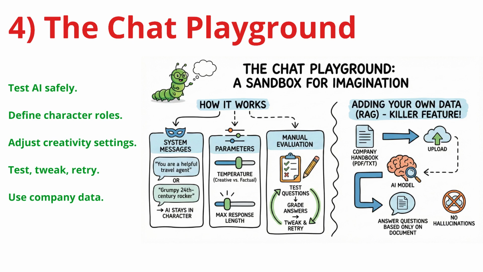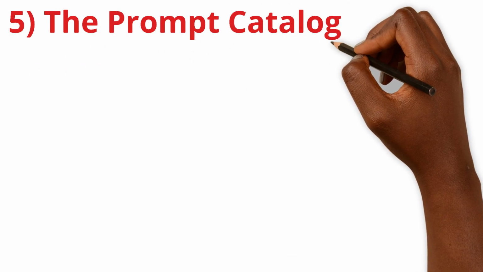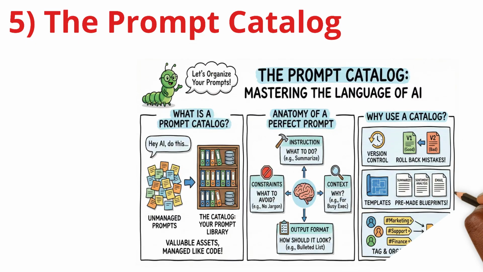But over on the right is the killer feature for business, adding your own data, often called RAG. You can upload documents like your company handbook, and the AI will answer questions based only on that specific information. This is critical because it prevents the AI from hallucinating or making things up, ensuring accurate, reliable answers based on your facts.